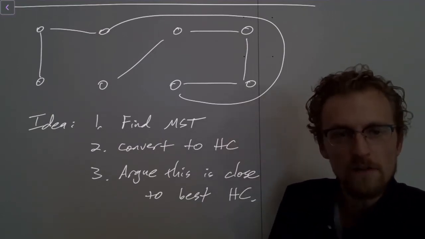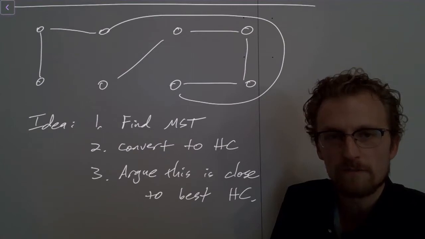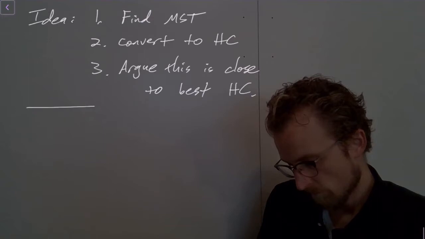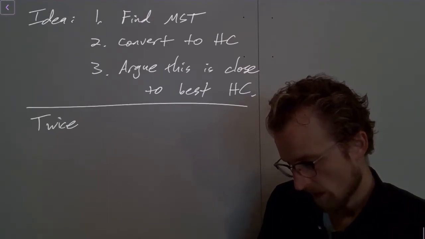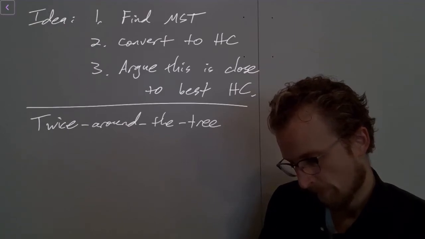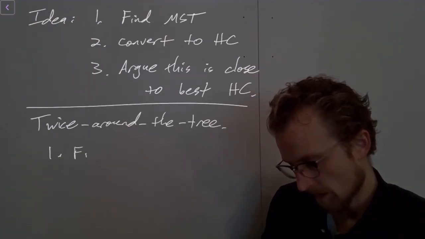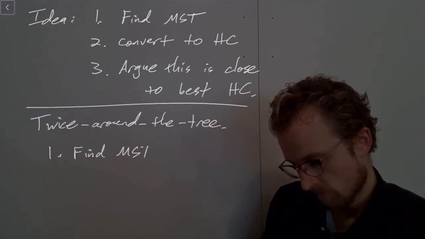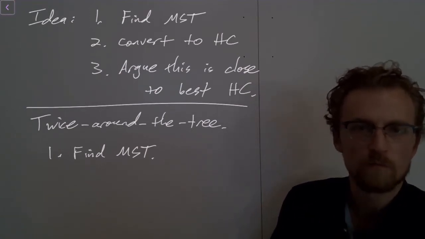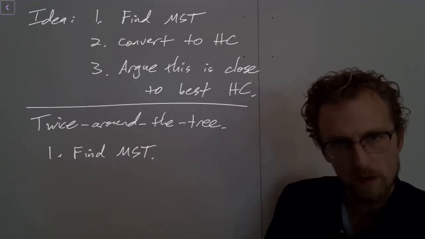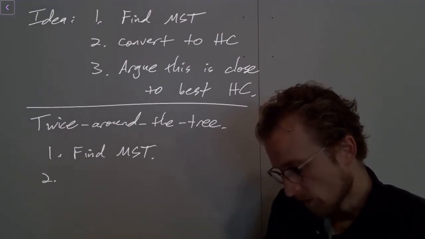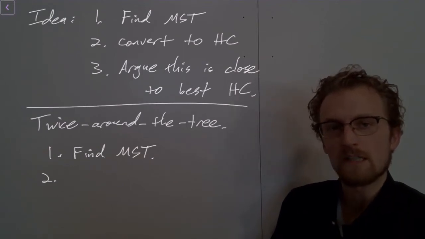All right, so let's see how this works on an algorithm called twice around the tree. So here's how the twice around the tree algorithm works. 1, find an MST. We already know you can do this in polynomial time. Use Prim's algorithm by one of its implementations, or Kruskal's algorithm, and if you've implemented it well, this is a fast algorithm. 2, we traverse the MST using a depth first search.